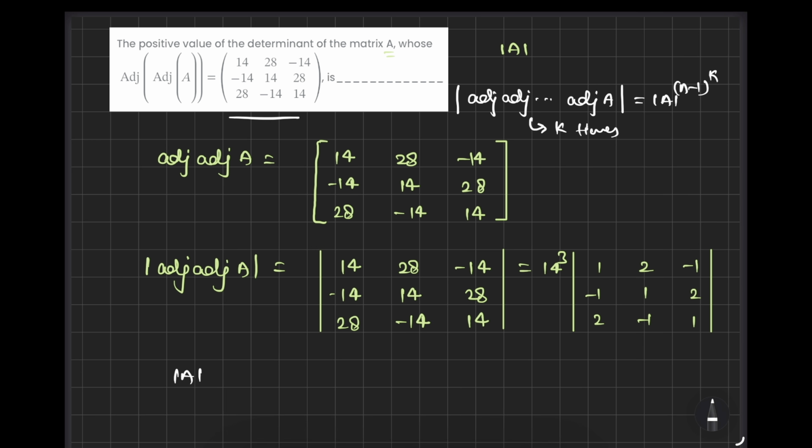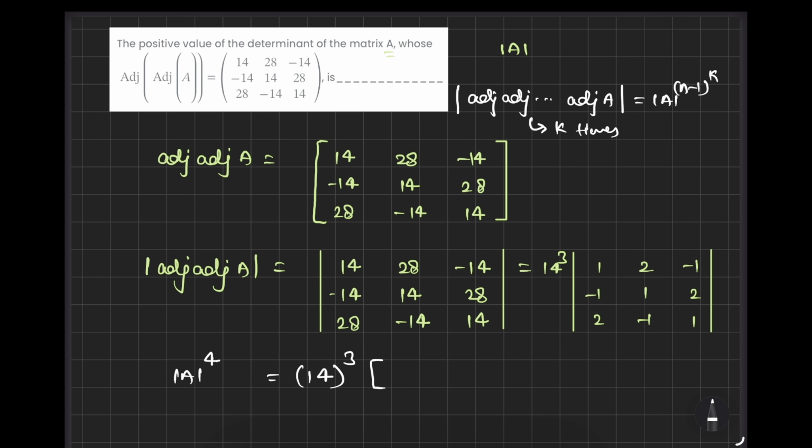N is what? The order of the matrix. It is 3 cross 3, so n is 3, so 3 minus 1 is 2. Okay, and there are 2 adjoints, so 2 power 2, it will become 4. Comfortable? So it is 14 to the power 3.